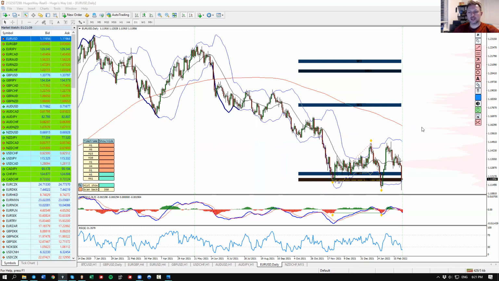The second way is to combine MACD with any indicator that could give you overbought, oversold condition. That could be the RSI, the Relative Strength Index.